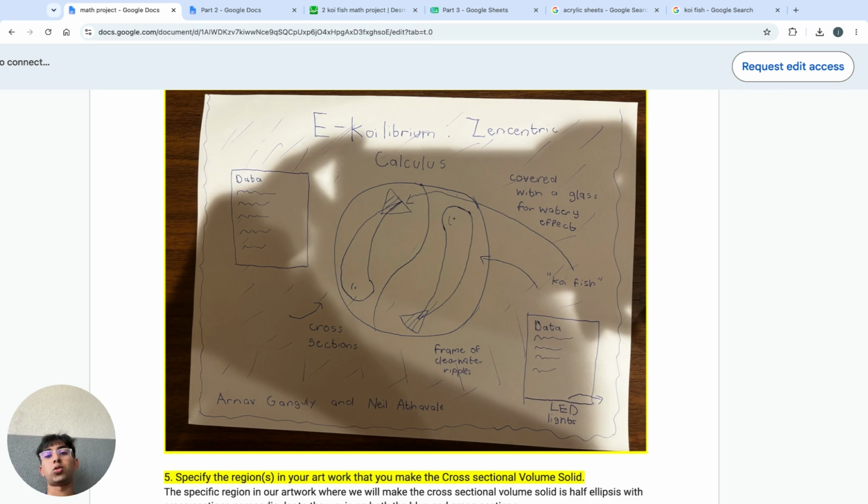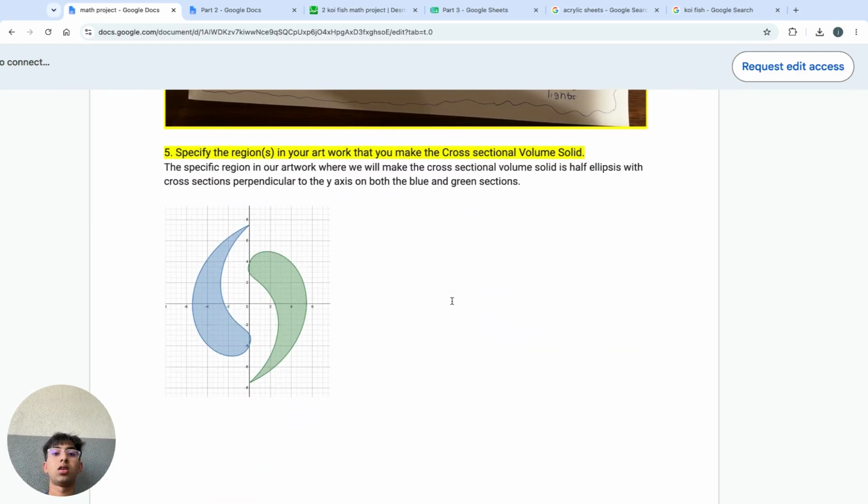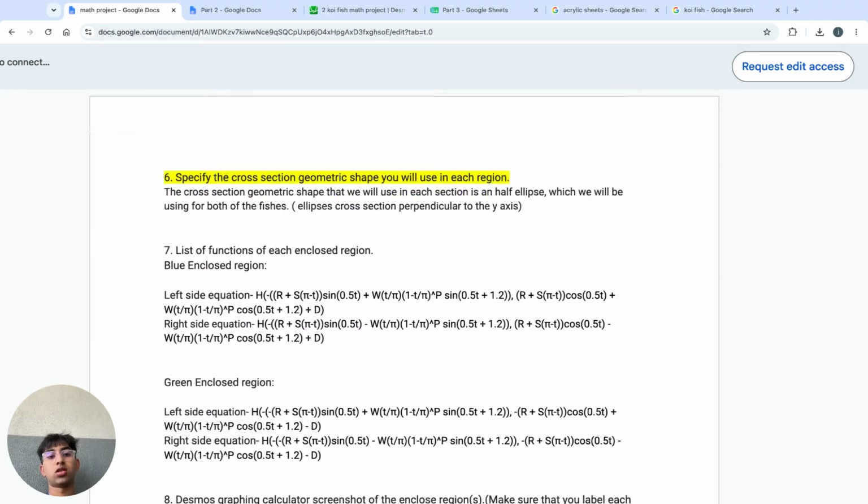So this was our initial draft of our board. What we had is the two cross sections over here representing the two fish, and then there was an acrylic sheet which we shaped in the form of a watery shape using a heat gun, and also LED lights around the border in order to have a watery effect. So these were the regions that we had. As you can see, the blue and the green is a half ellipse with cross sections perpendicular to the y-axis. So this is what our project was.